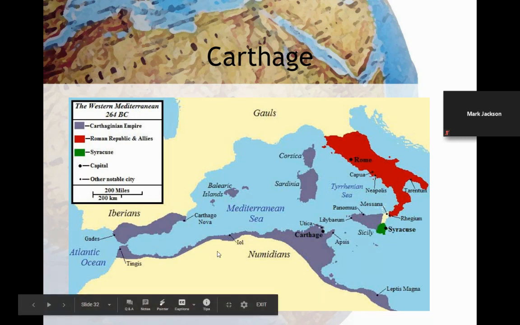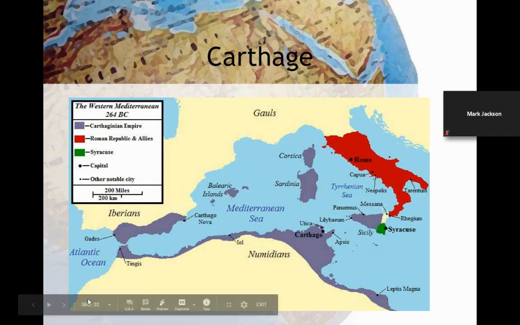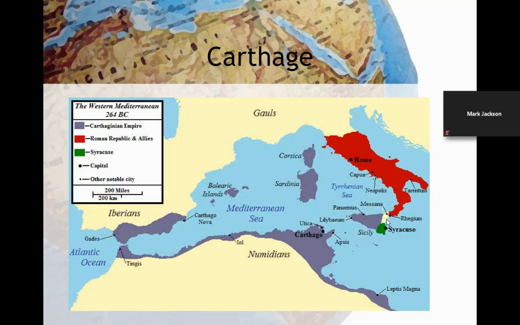So here is Carthage's empire, how far they stretched. Again, really what brought about the end of Carthage was this little island right here. Rome and Carthage went to war over Sicily. They just didn't agree with each other. And ultimately, this little island would bring the end of this vast empire.